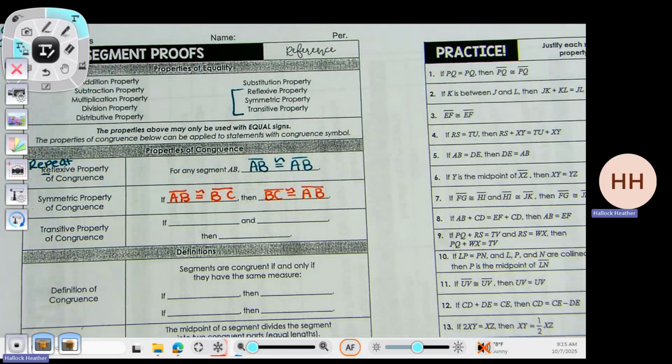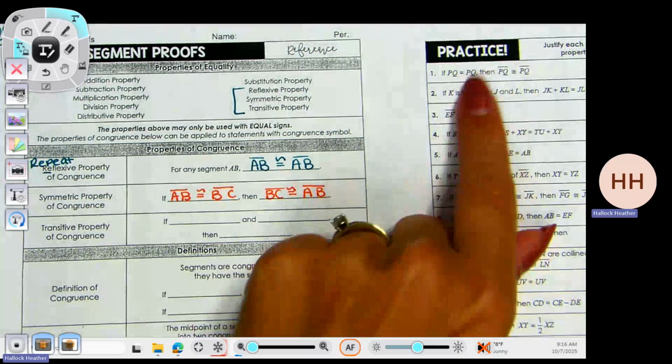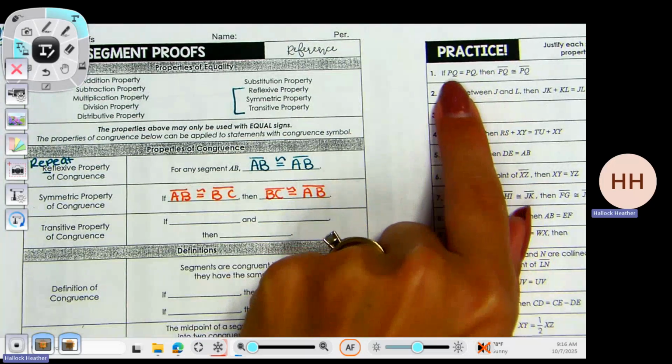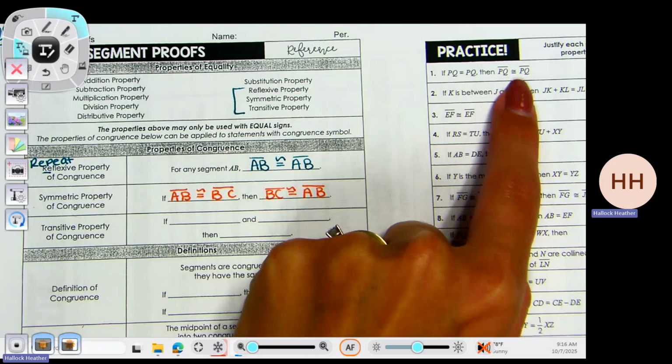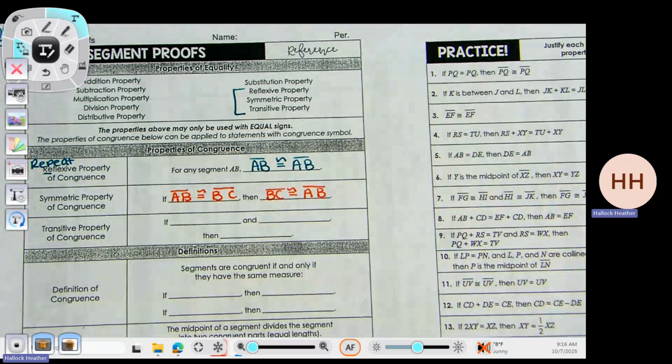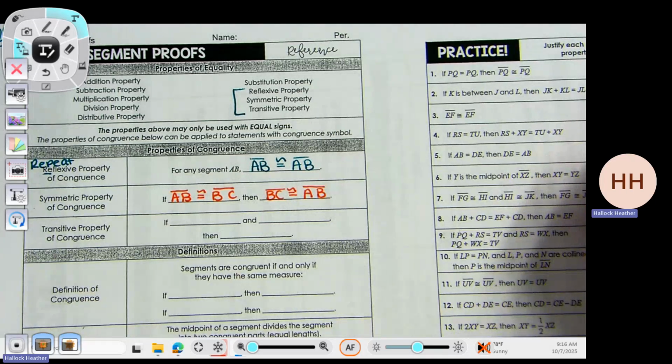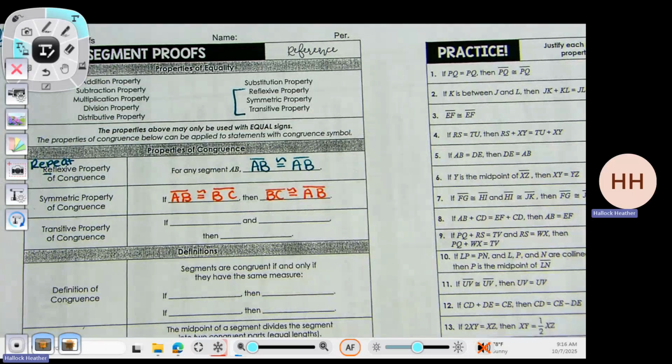No, that's not 5. So 1 and 11. Good job. Oh, wait, hold on. So 1 says PQ equals PQ, then PQ is congruent to PQ. Oh, that's not 1, I'm sorry. Yeah, it's 5. I was thinking, my bad. There's only one symmetric property.